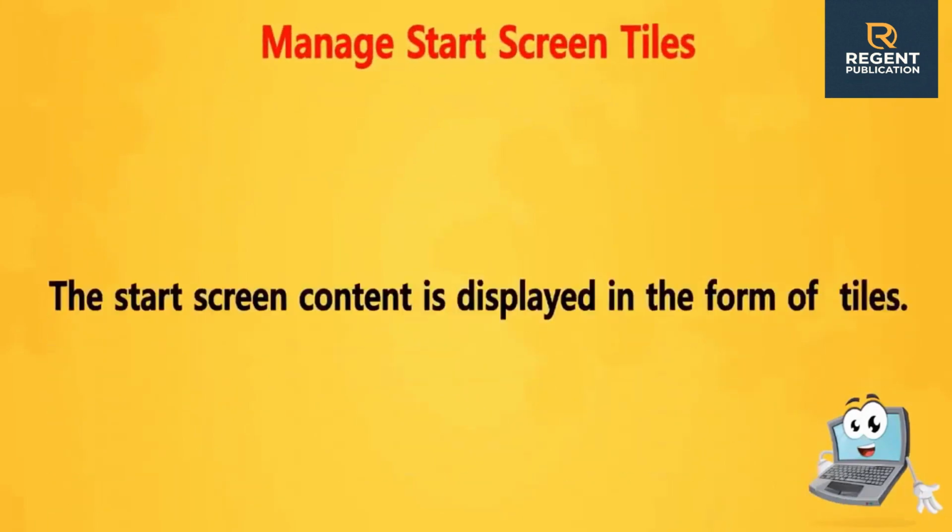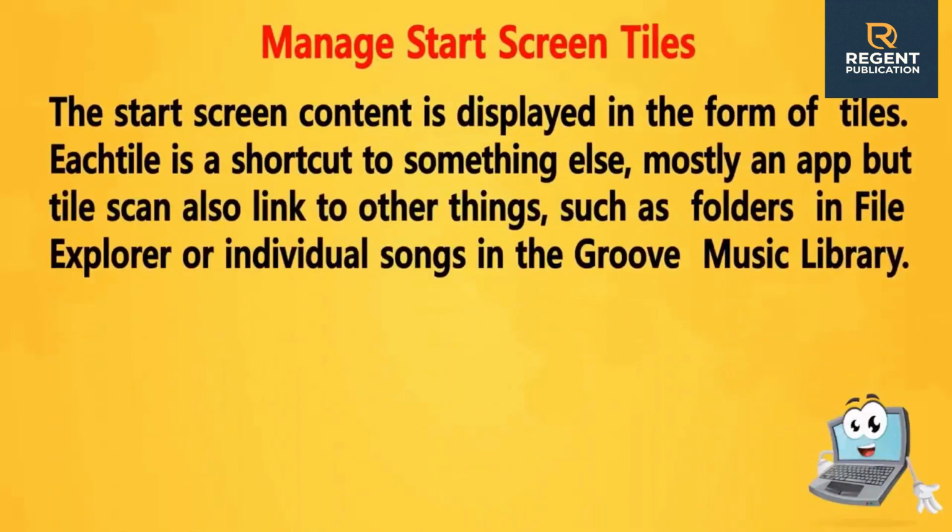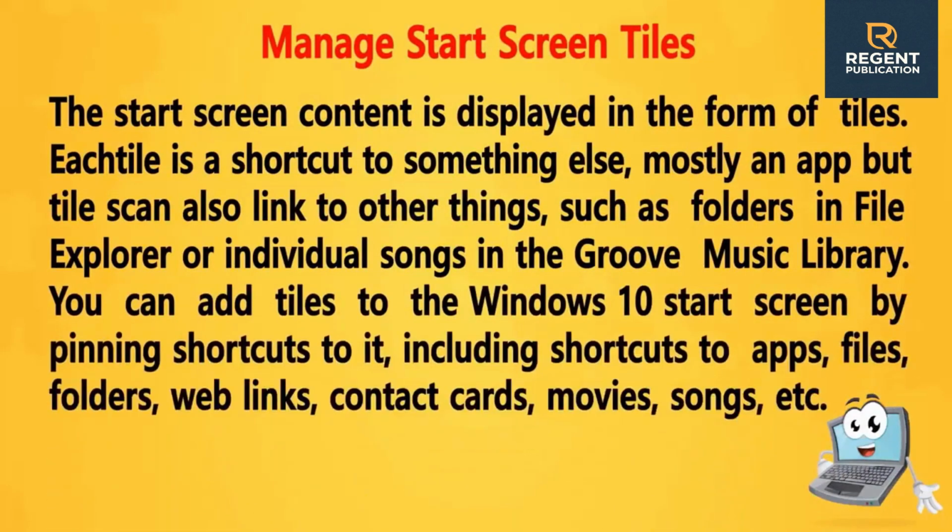Manage Start Screen Tiles. The Start screen content is displayed in the form of tiles. Each tile is a shortcut to something else. Mostly an app's tiles can also link to other things, such as folders in File Explorer or individual songs in the Groove Music library. You can add tiles to the Windows 10 Start screen by pinning shortcuts to it, including shortcuts to apps, files, folders, web links, contact cards, movies, songs, etc.